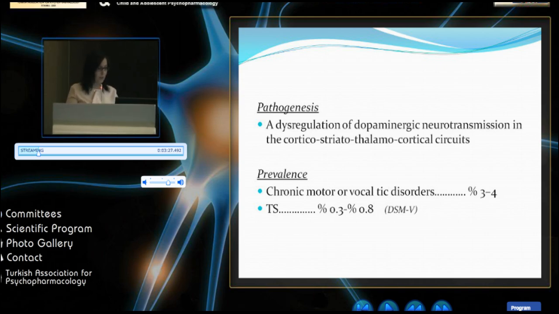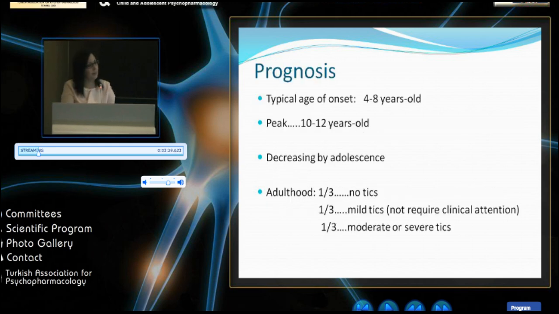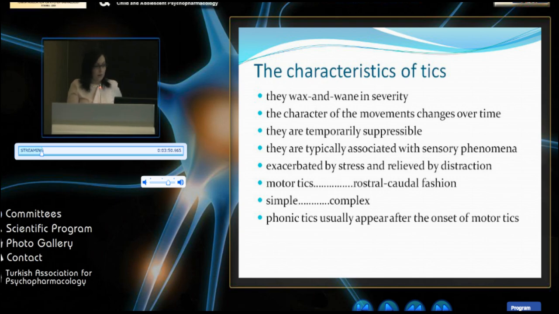It's a very short presentation already, and these are the prevalence rates. Typically, age of onset is between the ages of 4 and 8, mostly 7. Peak is between 10 to 12 years old, decreasing by adolescence, and there is good prognosis for tic. And during adulthood, 1/3 of the cases have no tics anymore, 1/3 have mild tics, and 1/3 have severe tics. These are the characteristics of tics.